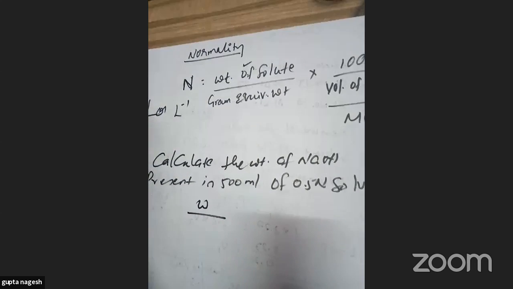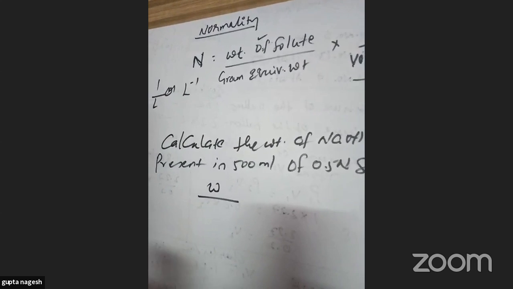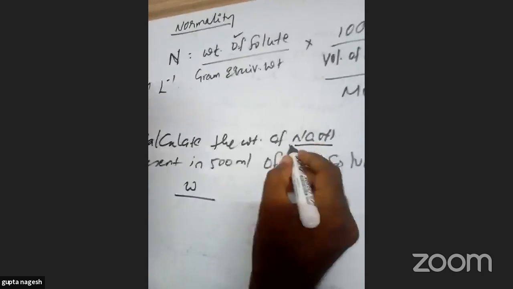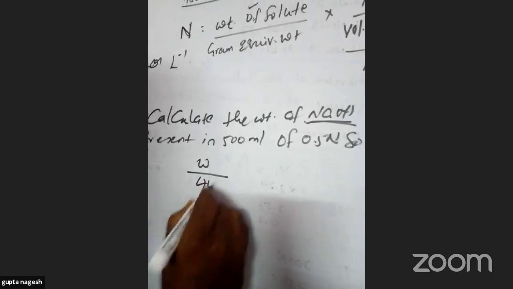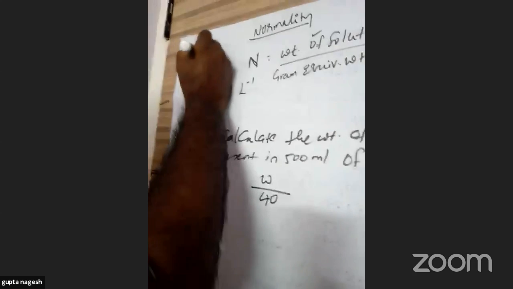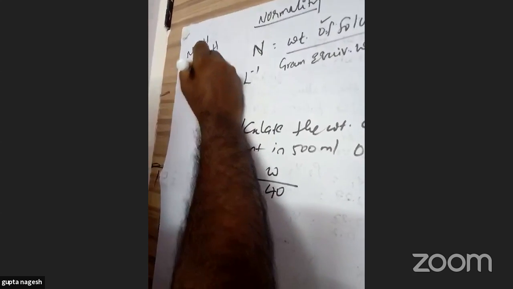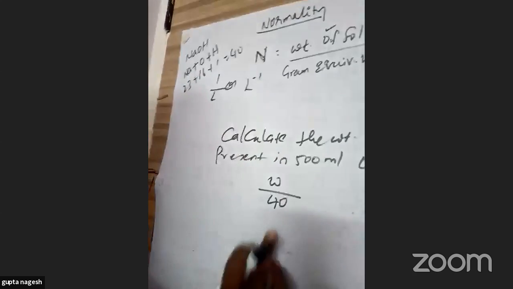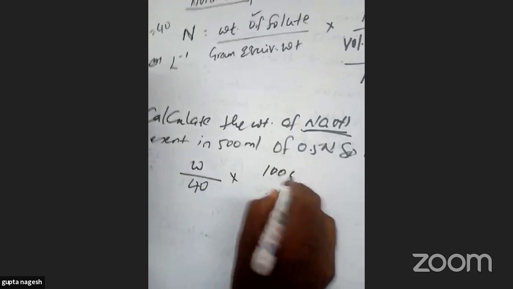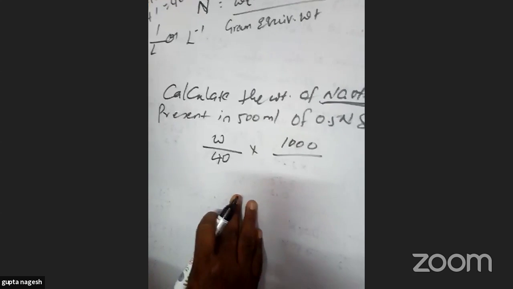So here, what are the things? He is asking small w, the weight of the solute. He is asking small w, the gram weight of NaOH. What is NaOH? NaOH is nothing but sodium hydroxide. So what is the gram equivalent weight of sodium hydroxide? 40. Yesterday I already told that sodium hydroxide, we can divide into sodium plus oxygen plus hydrogen: 23 plus 16 plus 1, that is equal to 40. So 40 into 1000 by volume. What is the volume? Calculate the weight of the NaOH.